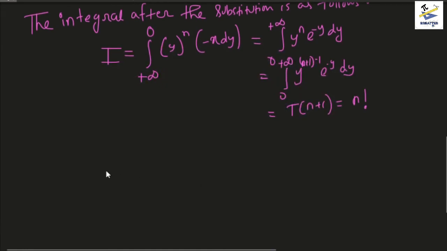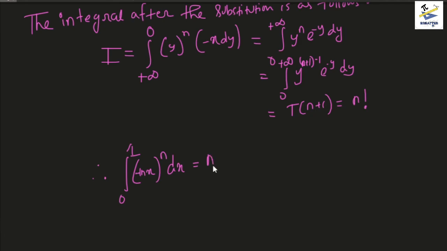So therefore, remember this definition of factorial: the integral from 0 to 1 of (minus ln of x) whole to the power n dx is equal to n factorial for all n belonging to natural numbers. Or you can also say including 0, but that's not required, because we all know that the integral from 0 to 1 of dx is 1. So this one is a more familiar definition.